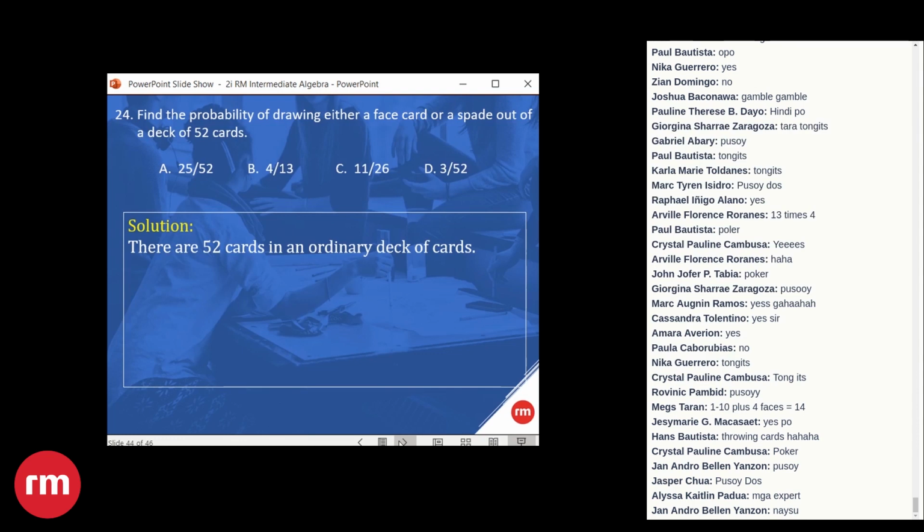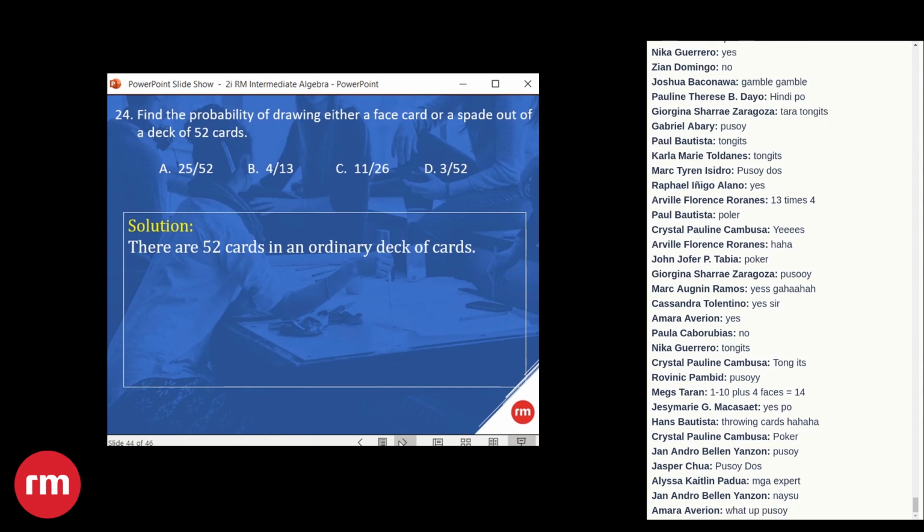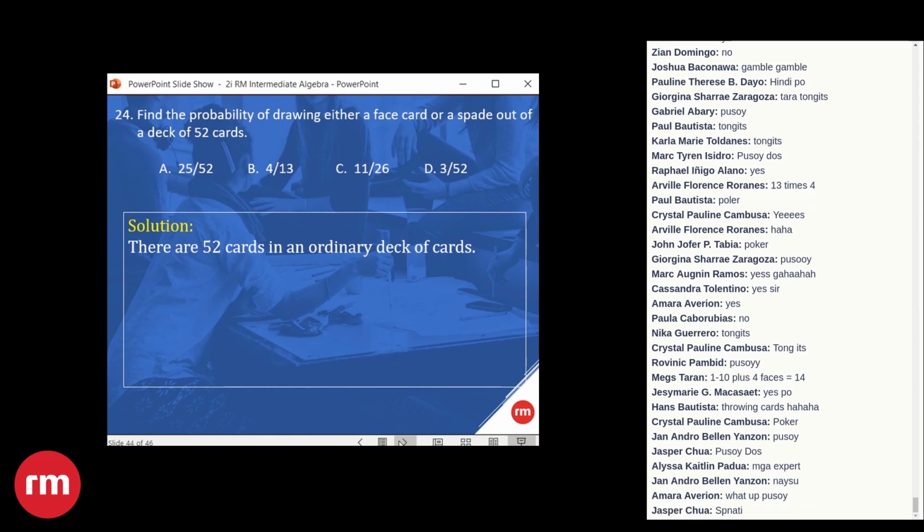Natuwa ako dito. Well, it was actually not something na natuwa ako, but it was a surprise that there was a generation about 4 or 5 years ago that they didn't really know what a deck of cards looks like. Buti kayo, marami sa inyo nakapag-experience ng cards.